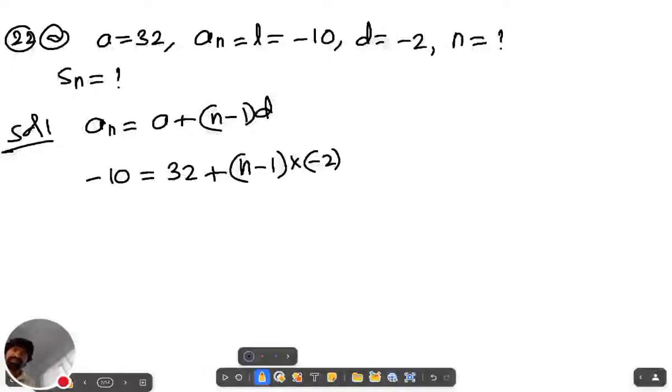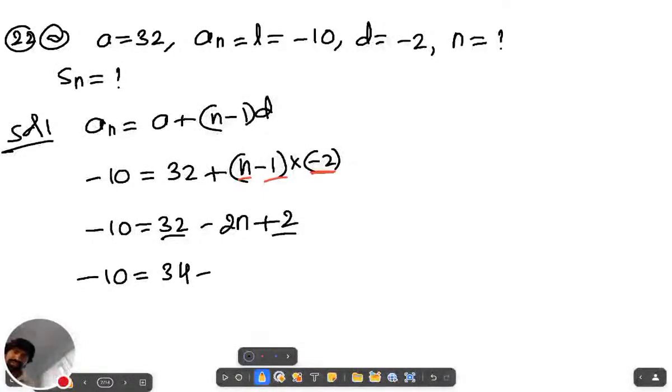So minus 10 equals 32 plus, let's multiply this minus 2 with n minus 1. So minus 2 into n is minus 2n. Minus 2 into minus 1 is plus 2. Now we have minus 10 equals 32 plus 2, 34 minus 2n.